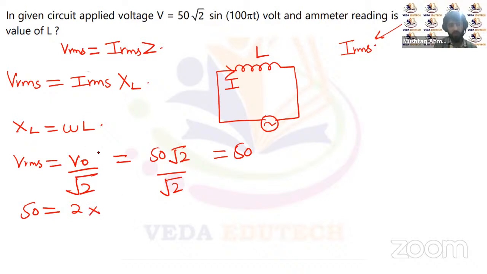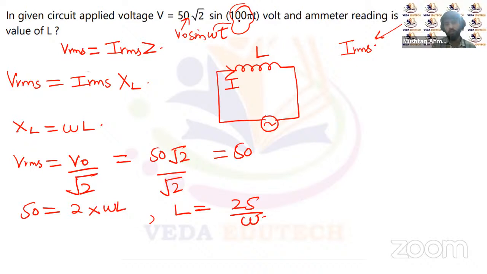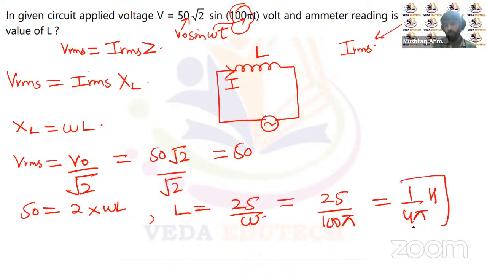And XL is omega L, so the value of L will be 25 upon omega. Now the value of omega you can calculate from this equation. If we compare this equation with V naught sine of omega t, the value of V naught comes out to be 50 root 2, and the value of omega comes out to be 100 pi. So we can substitute omega equal to 100 pi, or we can say 1 upon 4 pi Henry will be the value of L for this given question.